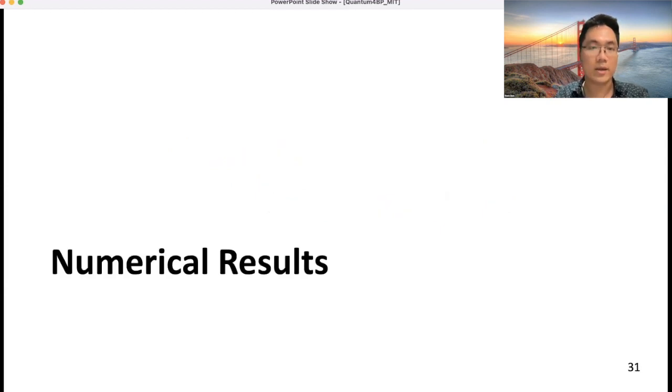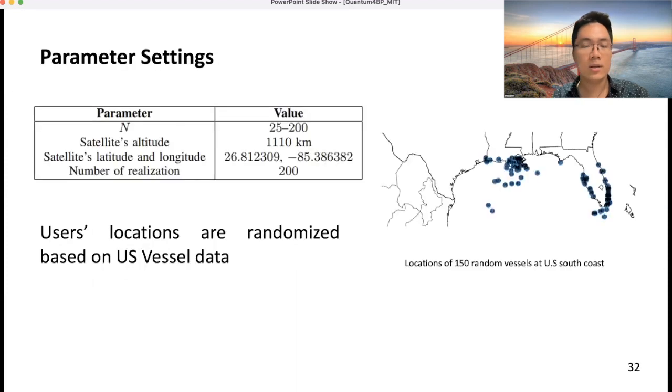And here is my numerical result. In my simulation, I used the user locations from the US vessel data, and the number of users will be investigated in the range of 25 users to 200 users. The satellite altitude will be set at the most popular altitude of Starlink. And the latitude and the longitude of the satellite will be at the center of the Gulf of Mexico. So for each number of users N, I randomly realize the network, and the number of realizations is 200 runs.